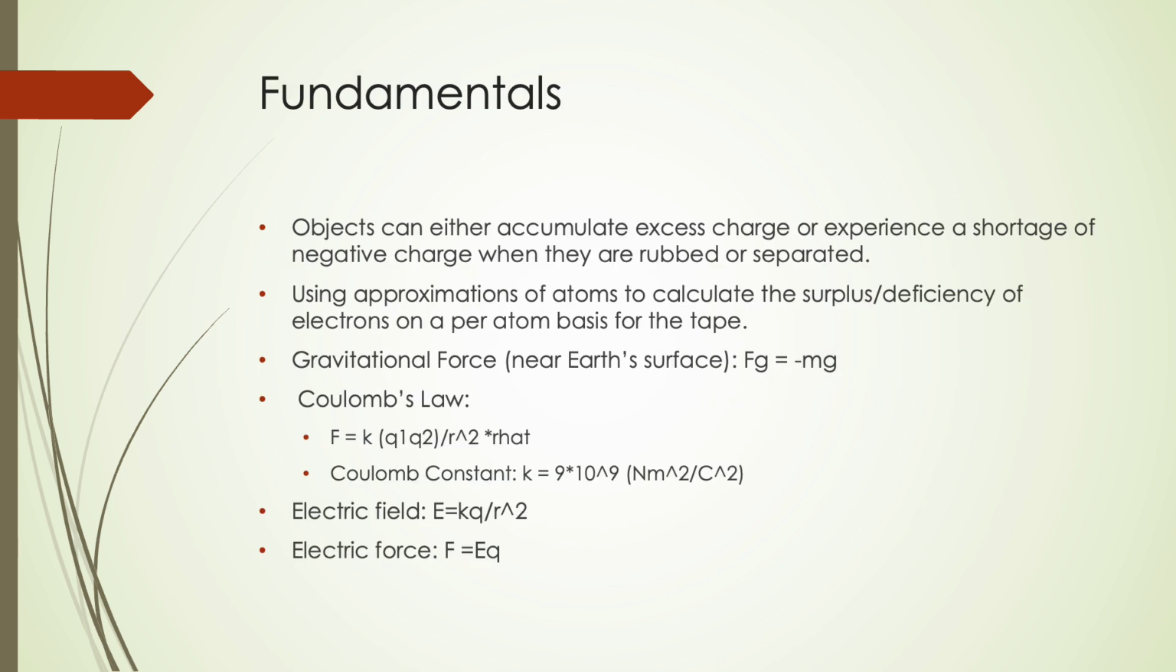Some fundamental things to understand this lab is that objects can either accumulate excess or experience a shortage of negative charge when they're rubbed and separated. Using approximations of atoms can be used to calculate if there was a surplus or a deficit of electrons. And we calculated this on a per atom basis for the tape. Some important equations are the force of gravity, which in vector format is negative mass times gravity, and Coulomb's law, and the electric field equation, and the electric force equation.